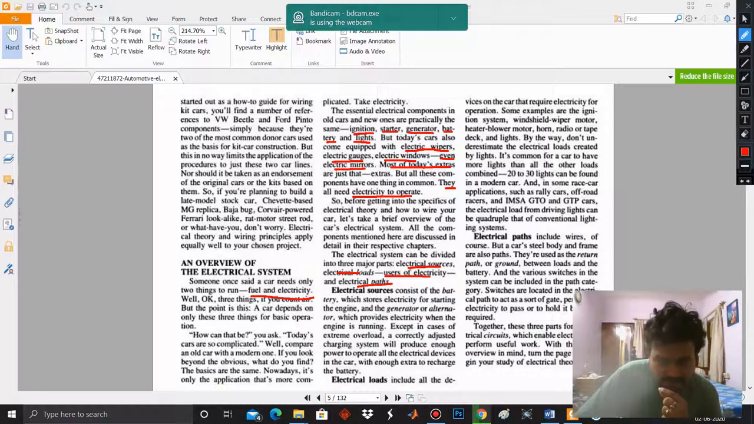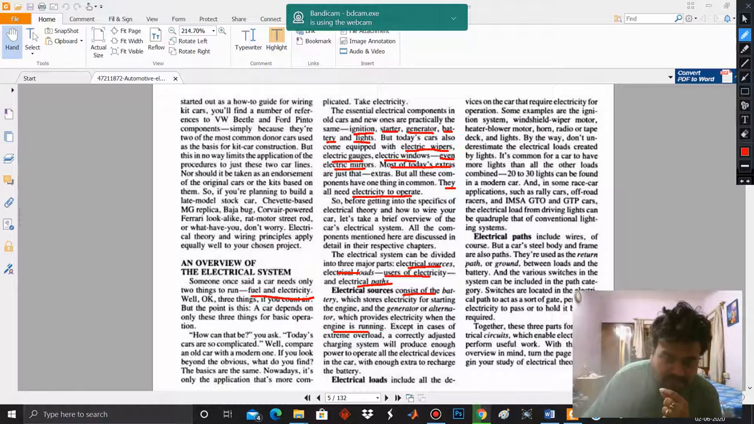So what are electrical sources? Electrical sources consist of the battery, which stores electricity for starting the engine, and the generator or alternator, which provides electricity when the engine is running. The electrical source is basically the key energy which drives all the components and the vehicle itself. Except in cases of extreme overload, a correctly adjusted charging system will produce enough power to operate all the electrical devices in the car, with enough extra to recharge the battery.